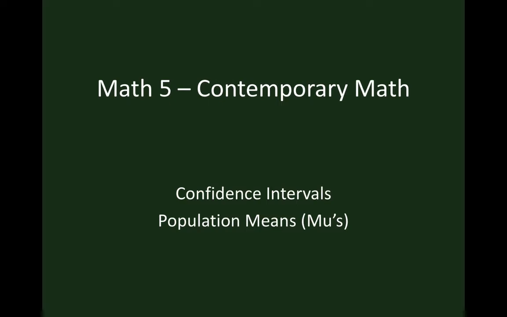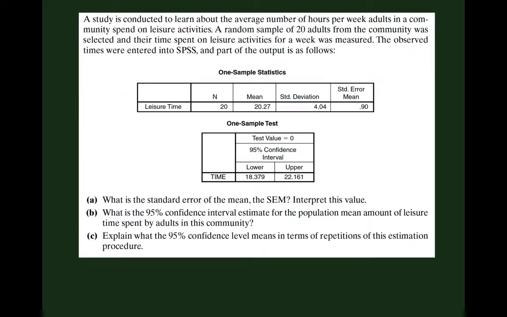In this video, I will demonstrate how to create confidence intervals for population means using the TI graphing calculator. In this first example, a study is conducted to learn about the average number of hours per week adults in a community spend on leisure activities. We have a random sample of 20 adults, and the time spent on leisure activities is the variable.